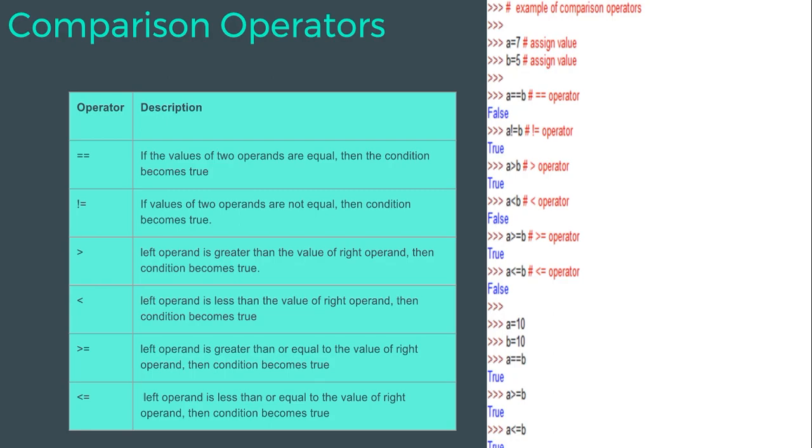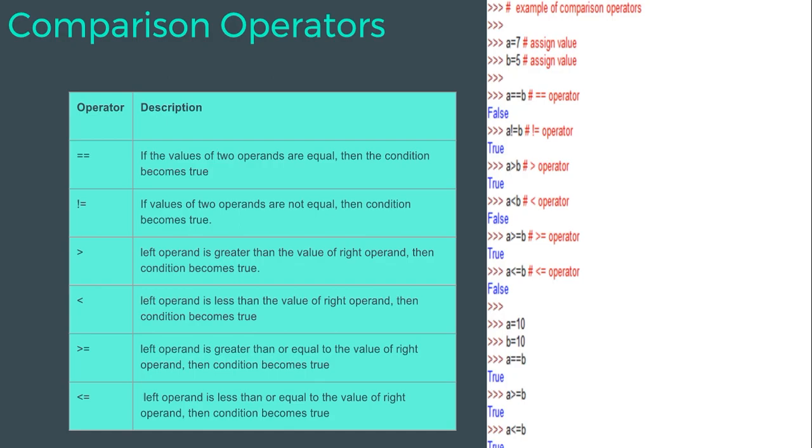To see how the greater than or equal and less than or equal operators work, we will take another example. In that we will assign a is equal to 10 and b is equal to 10. If we perform a is equal to b, then the answer will be true because 10 is equal to 10. If we perform a is greater than or equal to b, 10 is greater than or equal to b, so the answer will be true. The same way it happens with a less than or equal to b.